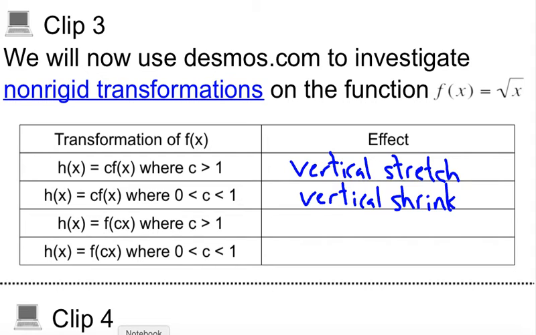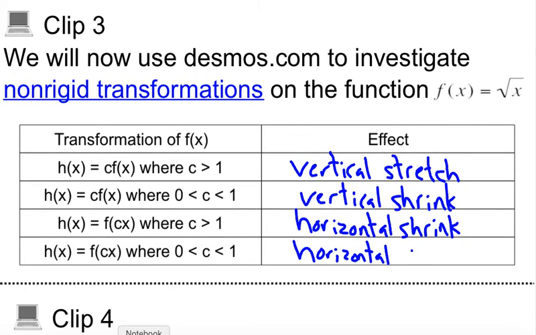Now, if we put the c on the inside of a function, so f of cx, and again, if c is greater than 1, we call this a horizontal shrink. So from the horizontal, kind of smashing it together. And then if we put f of cx, where c is in between 0 and 1, we call that a horizontal stretch.